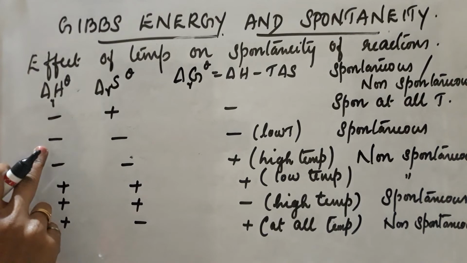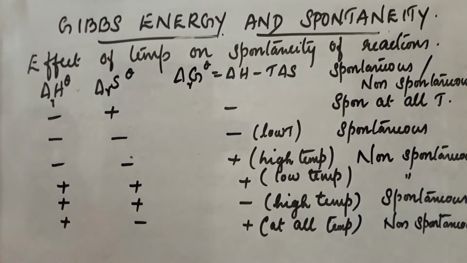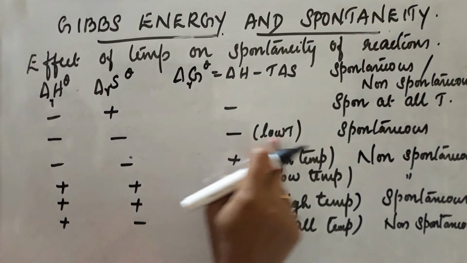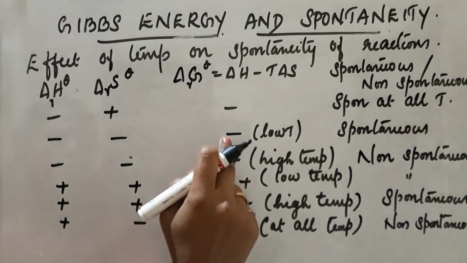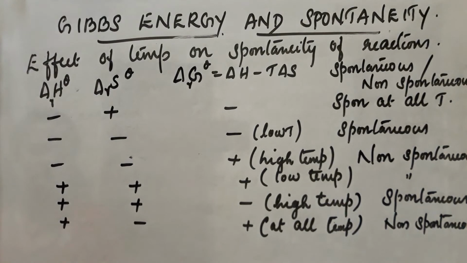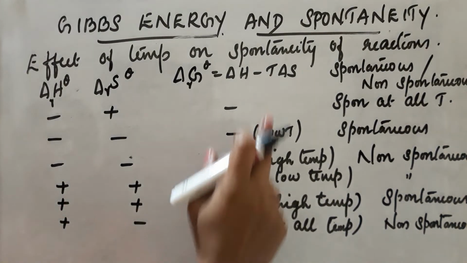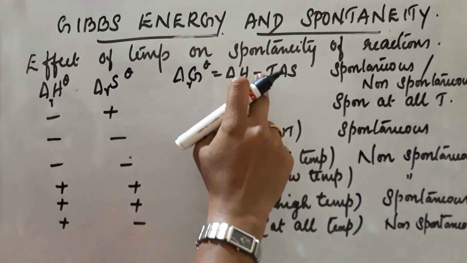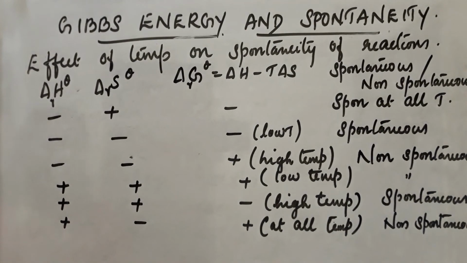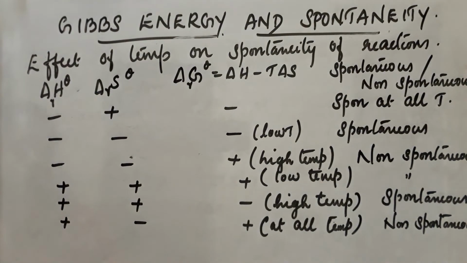Now, next, if both are negative, delta H negative and delta S negative, what happens? At low temperature, delta G is negative and the process is spontaneous. If the temperature is high, negative into negative is positive, so delta G becomes positive. Delta G positive means it is a non-spontaneous process.